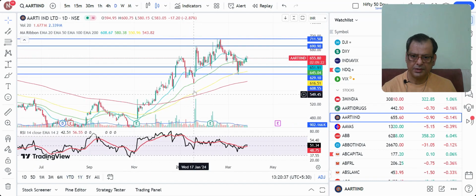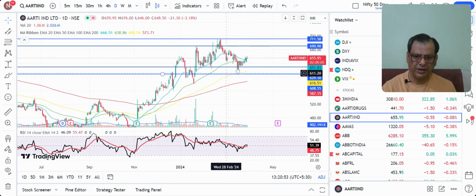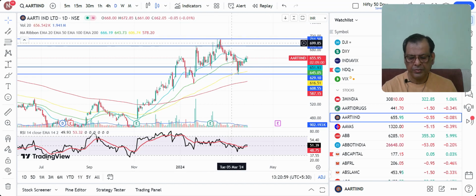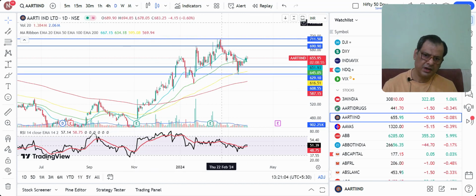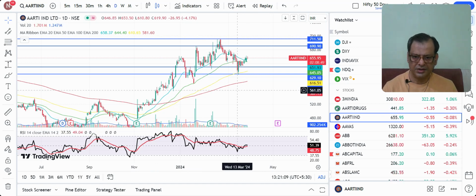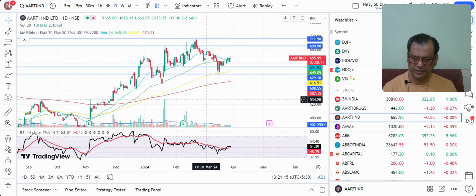So what is support? This is resistance. Now it has become support. This is resistance. This is demand. And a time will come when the price will go above this, then this will become support. So zones which are first support, which are first resistance and then become support and vice versa are considered even stronger than zones which have not been tested multiple times.